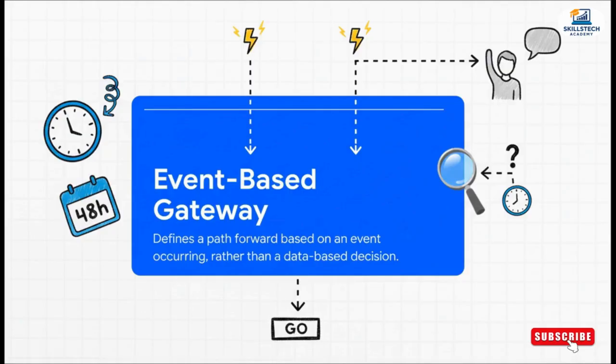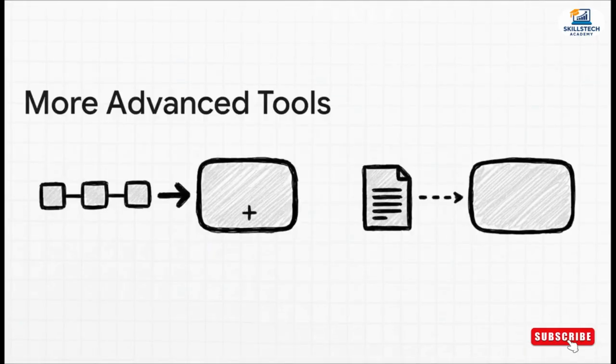Pretty cool, right? And 2 other really powerful tools help manage all that complexity. First, there's a subprocess. This lets you bundle a whole bunch of detailed steps into one single clean activity. It keeps your main map from getting cluttered. And second, we have data objects. These are just little visuals that show what specific information or document is needed for a task, like an application form, making the requirements totally clear.